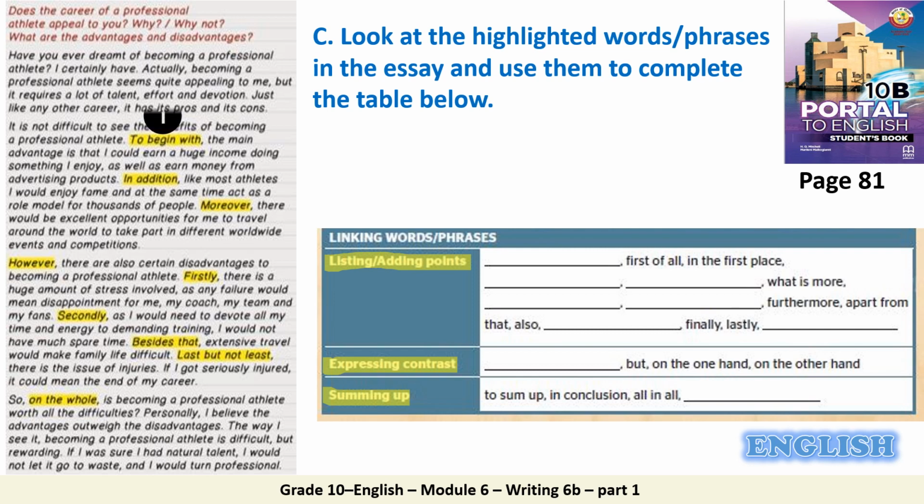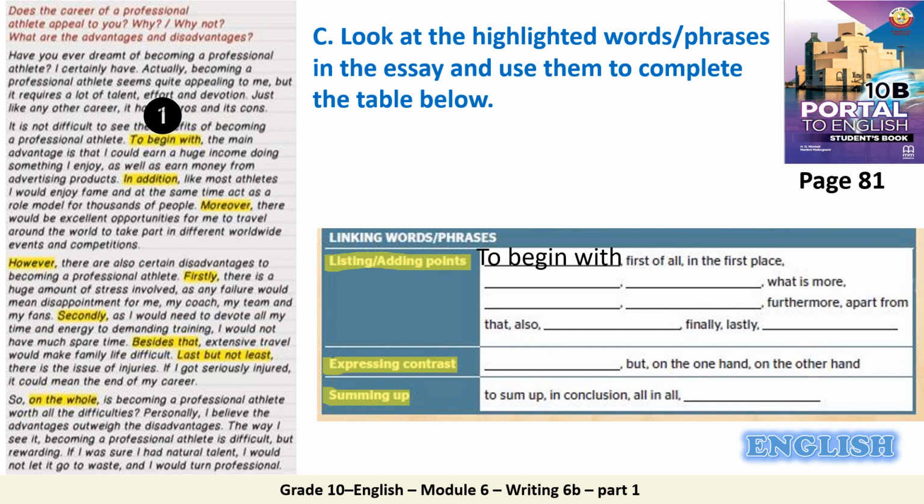Now let's start with number 1. To begin with, which kind of linker is it? Excellent, that's the linker of listing. And also we have, first of all, in the first place, what is more, furthermore, apart from that, also, finally, lastly, okay, and we are going to fill in the blanks with the other linkers.